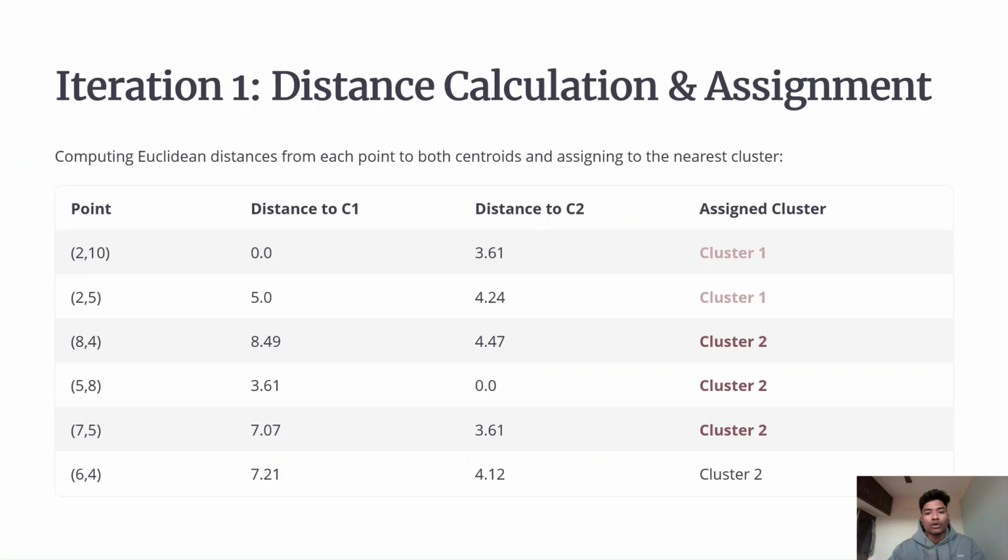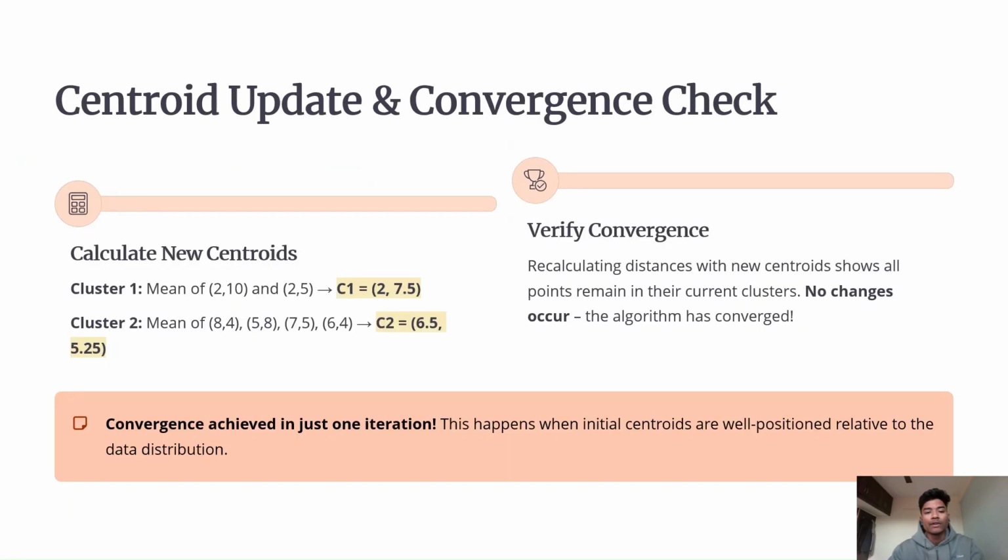Now we calculate the distance from each point to both centroids and assign each point to the nearest one. After doing this, (2,10) and (2,5) go to cluster 1 and all the other points go to cluster 2. Now we have two clear groups. Updating the centroids, we compute new means. Cluster 1 equals (2, 7.5), cluster 2 is (6.5, 5.25).